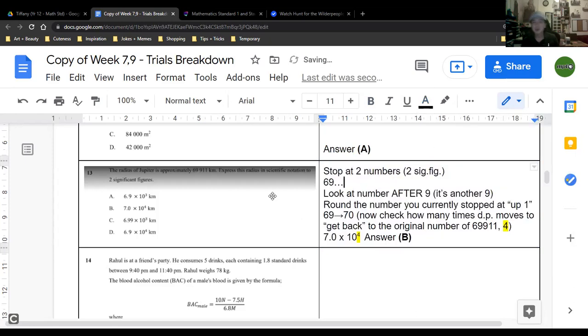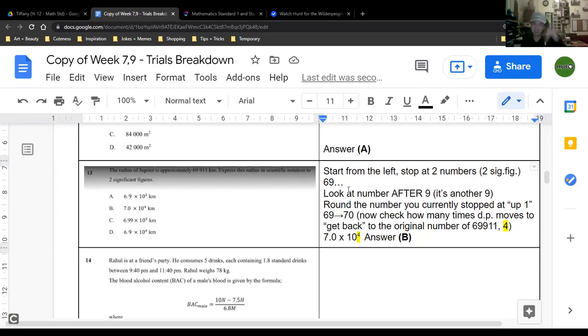All right, so when we're talking about significant figures, you start from the left. So start from the left, stop at two numbers. Whereas decimal places starts at the decimal point. Significant figures just start all the way from the left of the number. So we want two significant figures and you ignore any leading zeros, but this number doesn't have any, so it's all good. So you start from the left, you stop at two numbers.